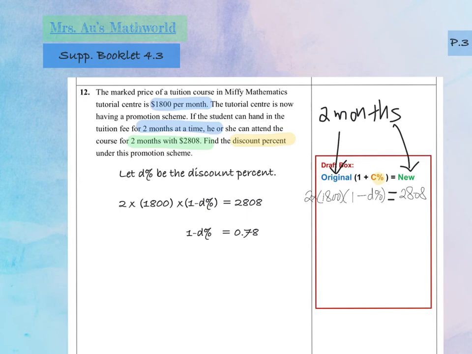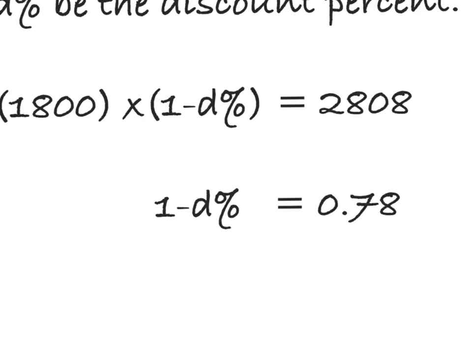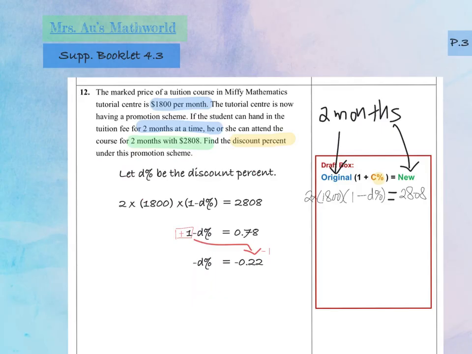Next part, minus 1 on both sides. But remember when we solve the equation, this is the plus following the 1. So we have to do it in this way. Minus 1 here. After minus 1 on both sides, you get negative D% equals negative 0.22. And remember, this is not the end of the story. Remember to change them to percent. That means D% is 22%, so you can cancel out the percent. So D is equal to 22 at last.